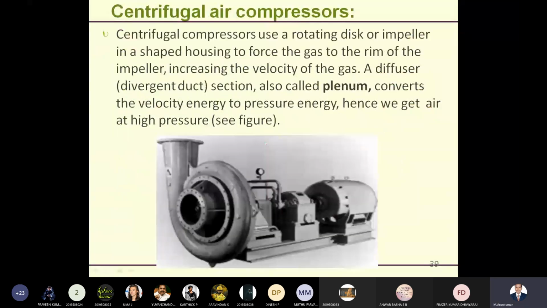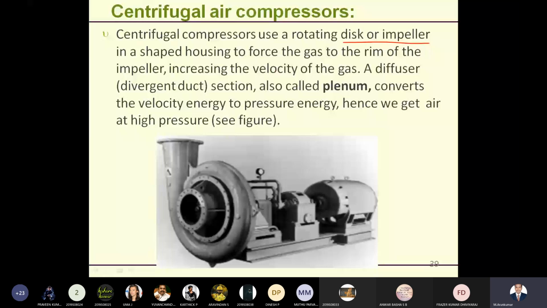So this is your centrifugal air compressor. This will look like just a water pump, but instead of water, the air gets compressed. This centrifugal compressor uses a rotating disc or impeller. You can tell from the term, the impeller is the main part of this centrifugal compressor. In a shaped housing, it pushes the gas to the rim of the impeller. Right. So this will increase the velocity of the gas.